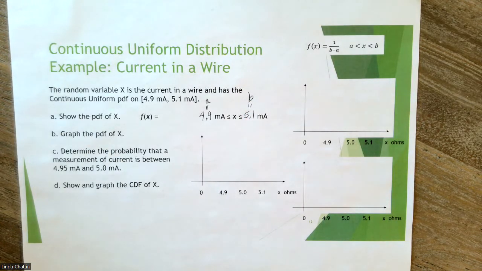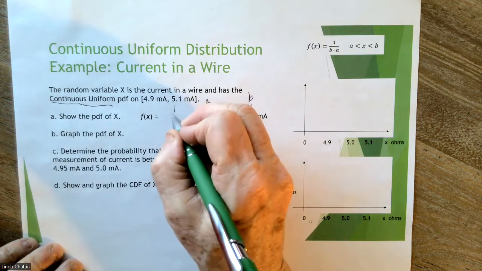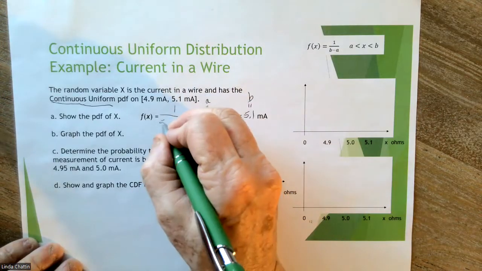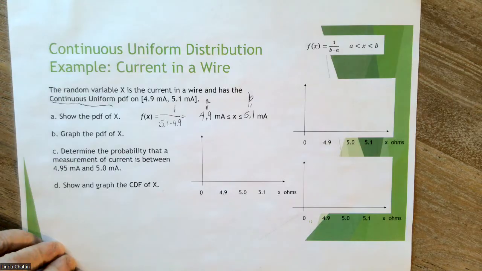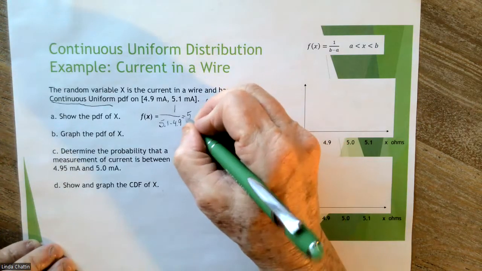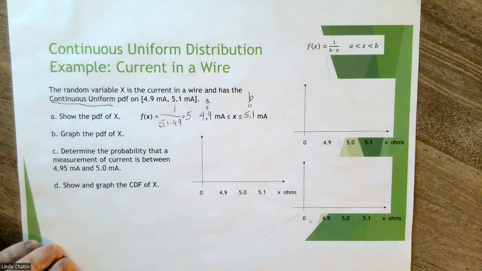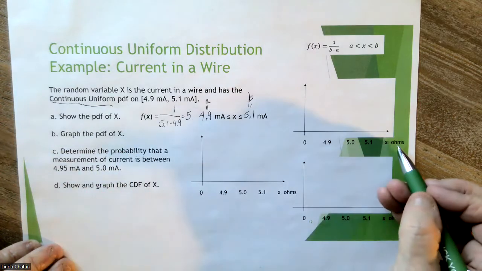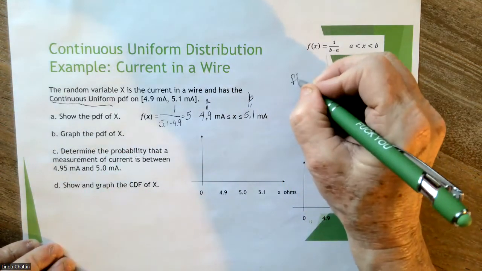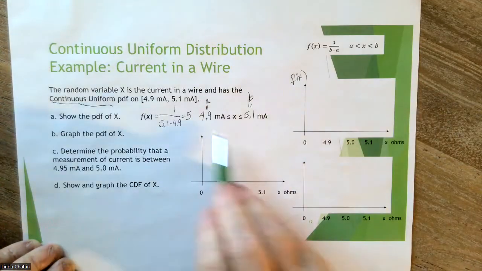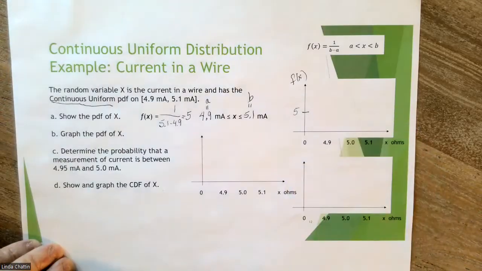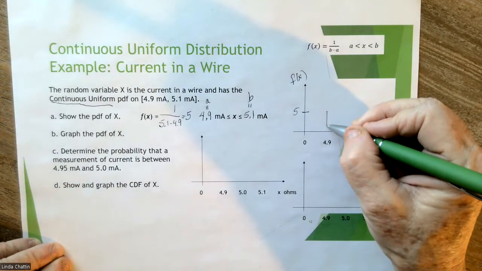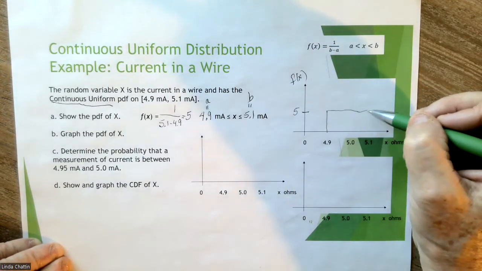Because they said specifically it's continuous uniform, we know that this is going to be 1 over b minus a. And that's going to be 1 over 0.2, which actually works out to be 5. And then it says graph the PDF of x. So I'm going to do that over here. So here is the PDF of x. And for any value between 4.9 and 5.1, the height of this is going to be 5. So a graph of it is going to be this rectangle like this.